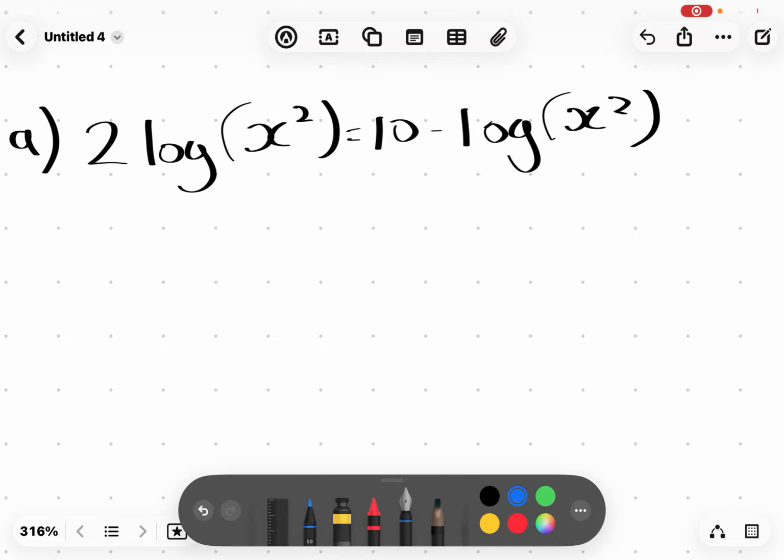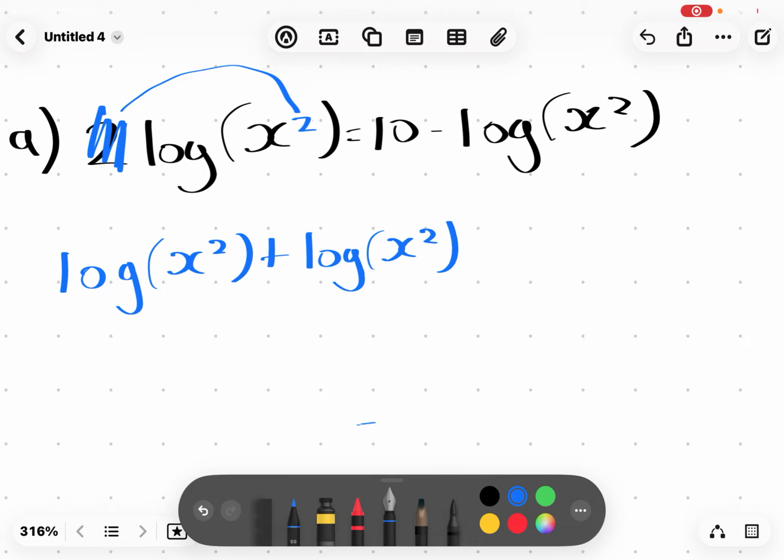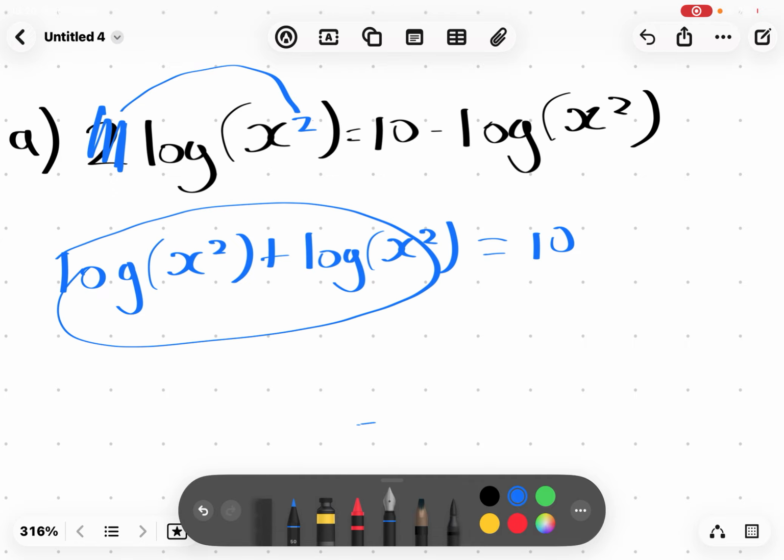Oh wait, no. Okay, another mistake. The 2 was not here. This is right now. So let's just go. First of all, what I will do in this situation, I will use the law straight away, which lets me move it here. So we do this, and we just get rid of the 2 here. After this, I move this here, and that becomes log x^2 plus log x^2 equals 10.